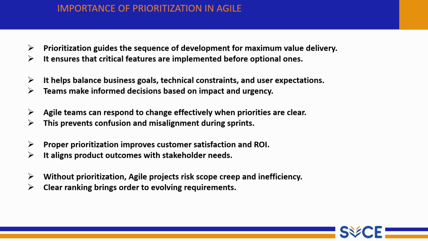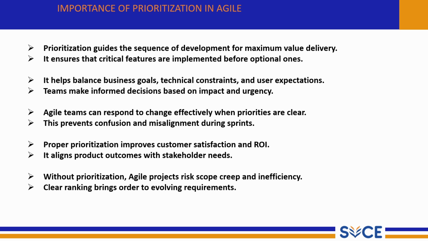Not all the features are equally important. Some are critical for system functionality while others are nice to have. Prioritization ensures that essential features are built first so the product remains useful even if time or budget is limited. It helps balance business goals, technical constraints, and user expectations while prioritizing. Agile teams consider three main factors: business importance, technical feasibility, and user needs. This balance ensures smarter and more practical decisions during development.